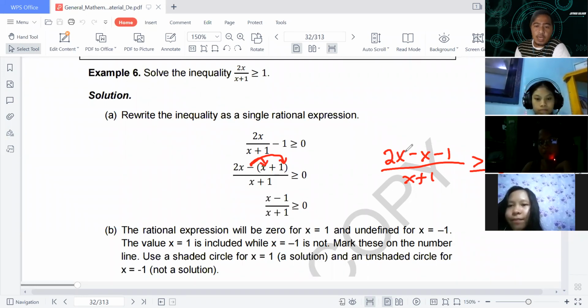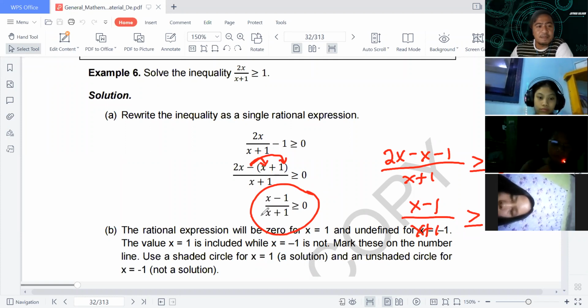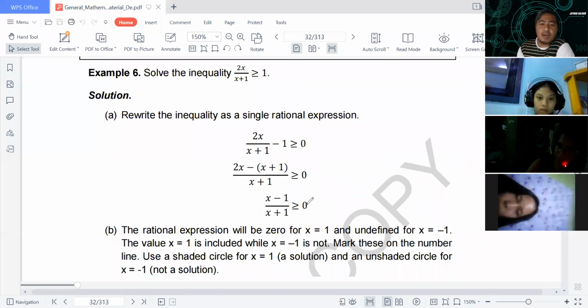Now, 2x minus x is simply x, right? You copy the negative 1, you copy also the denominator, greater than or equal to 0. And this is now the result. Agree? Okay, now my question is, is the right side 0 already?